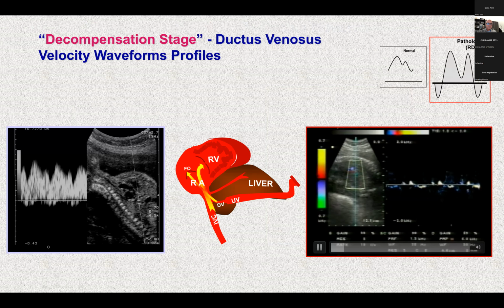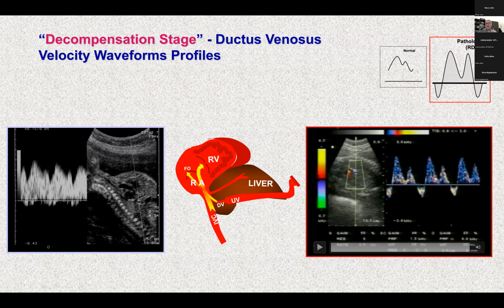You can see here is the normal waveform profile. And if we look to the waveform profile in this decompensating stage, we can see reduction in the forward flow and reverse flow during atrial contraction. That is related to the impaired function of the heart, of the myocardium.